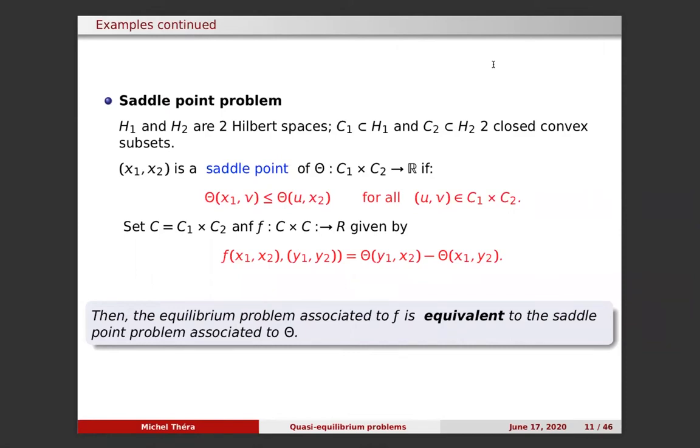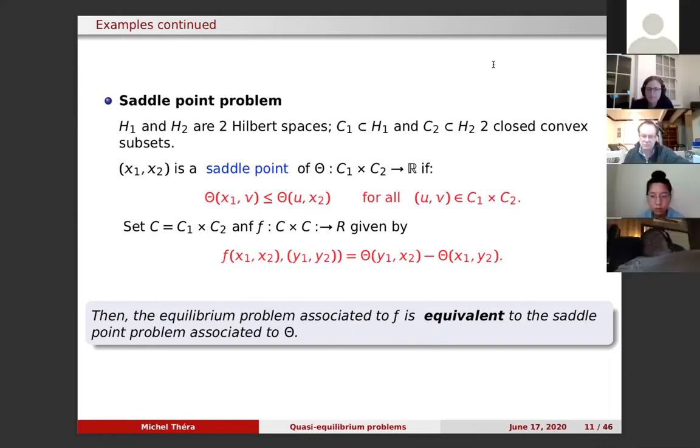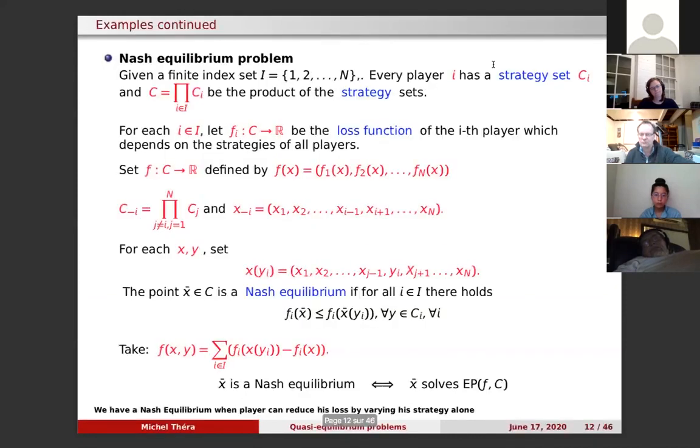And in this case, you take C, the product of C1 by C2, and F, the function given by F of (x1, x2), (y1, y2) equal to theta of y1, x2 minus theta of x1, y2. And by taking this function F, this bifunction, defined on C1 times C2, then the equilibrium problem associated to F is equivalent to the saddle point associated to theta. And finally, I will give another example, which is the so-called Nash equilibrium problem.